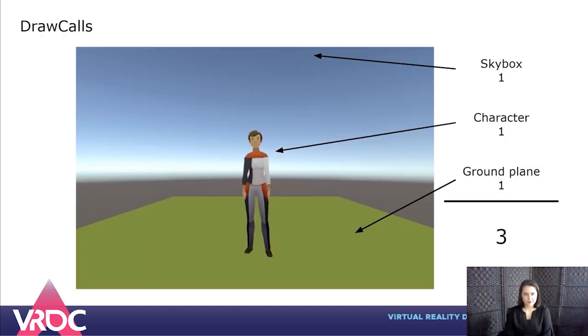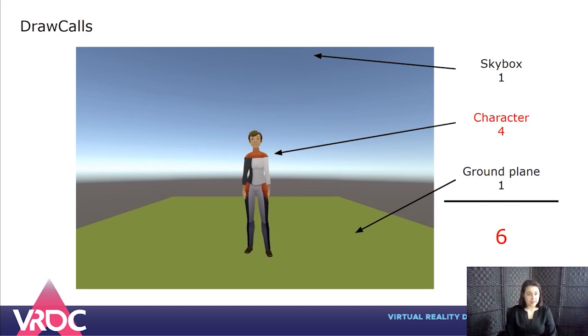Okay, time for the math. First, each separate object is a draw call. So if you have, for example, a character on a plane with a skybox, then you have 3 draw calls, one for each character, plane, skybox. Okay, that doesn't seem too bad. Maybe make sure you merge environment pieces as much as possible, right?